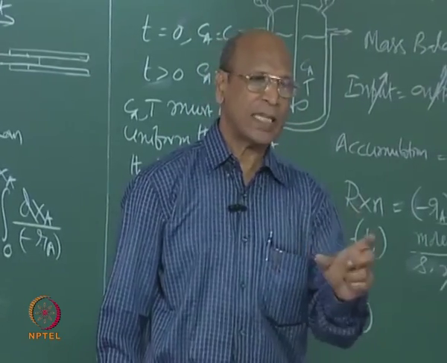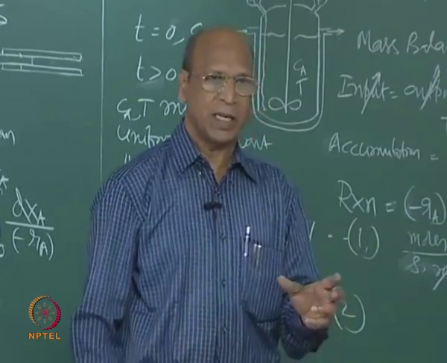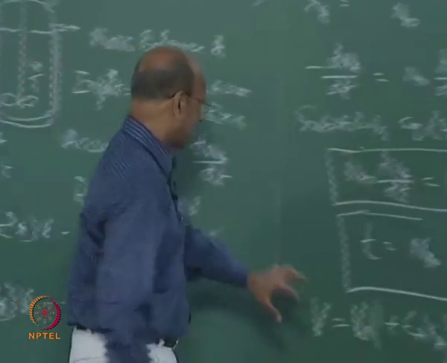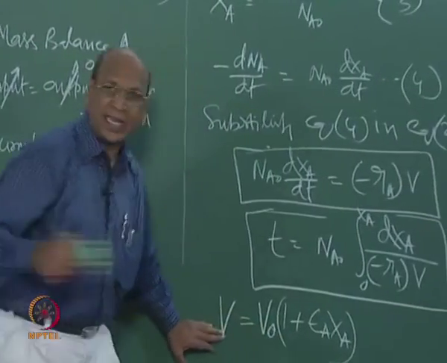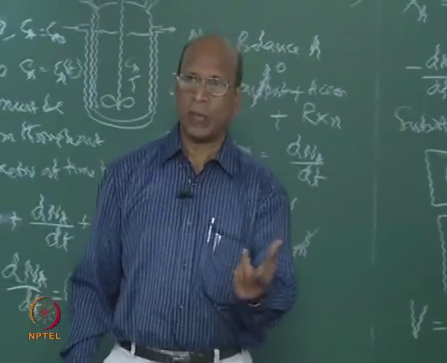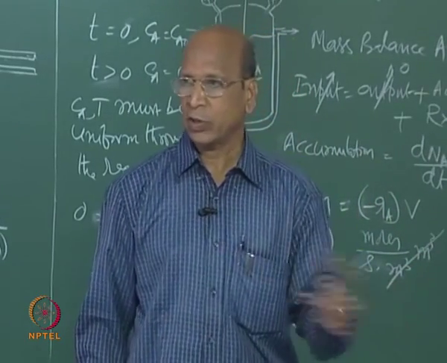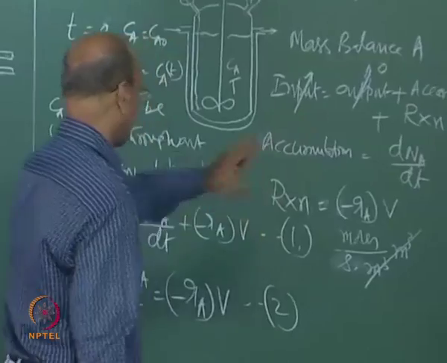That equation, what is the origin and all that, I will derive. I do not ask you to blindly accept that, but Levenspiel directly says to assume the variation in volume is linear. So why we should assume or why we cannot assume, I will derive and then let you know. That we will do after completing this contacting pattern.